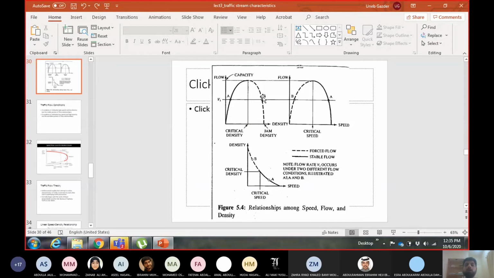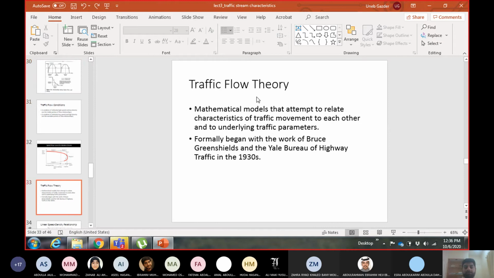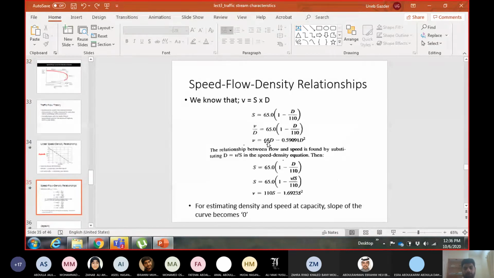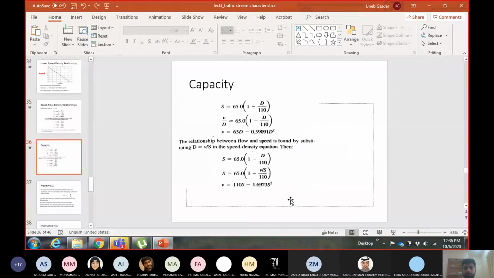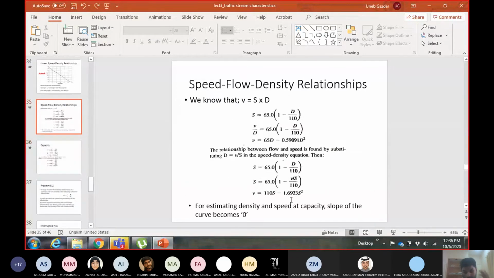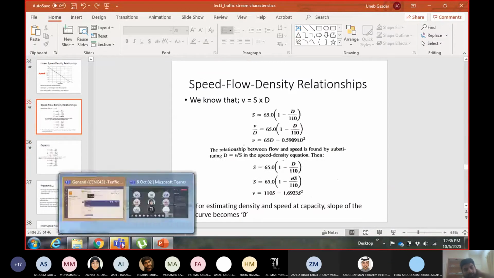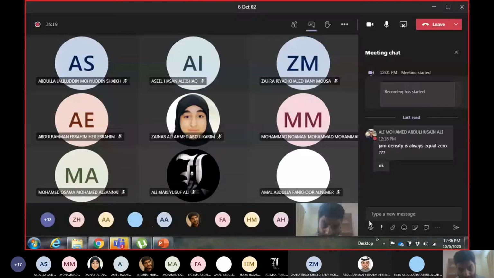I have the equation of the curve, and the slope is a derivative. Whenever you have the equation of a curve, the slope of the curve is the derivative of that equation. So if you take the derivative of this equation, it will give you the slope of the curve between flow and density. If you take the derivative of that equation, it will give you the slope of the curve between flow and speed. They have not done it, so we will do it. Take out your calculators. We'll be calculating the maximum flow here.